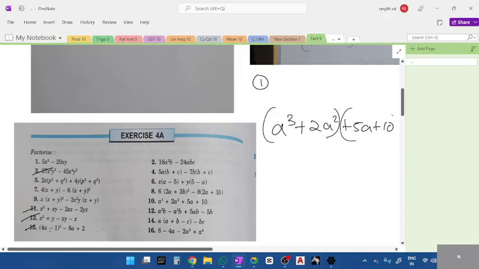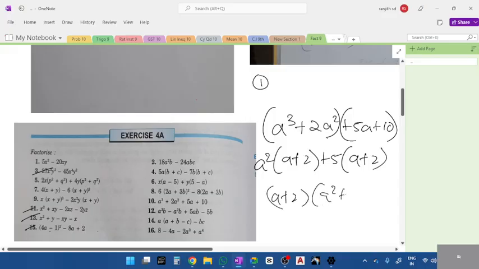You have to group into two values. Group into two. a² is common: a + 2. Here 5 is common: a + 2. So you'll get (a + 2) common, (a² + 5). This is how we solve when there are four terms. Okay, so remember you'll have two terms, four terms. These two are easy.